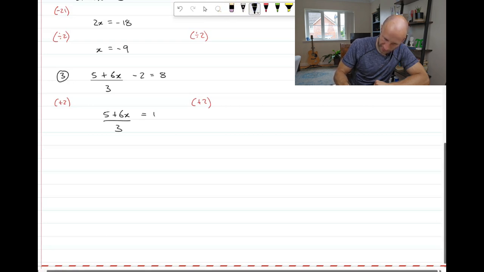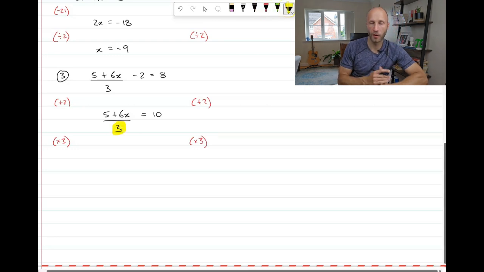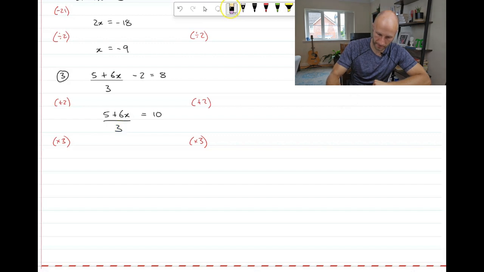But I've got to add 2 to the right to balance things out. And hopefully we're getting used to that idea. Then we're going to multiply by 3 to get rid of the division by 3. Over 3 means divide by 3, so times by 3 will get rid of that.